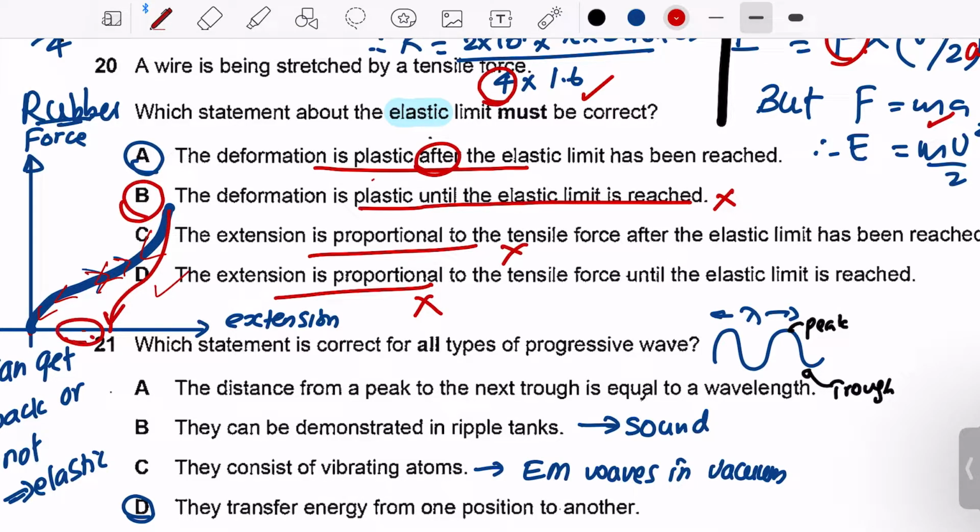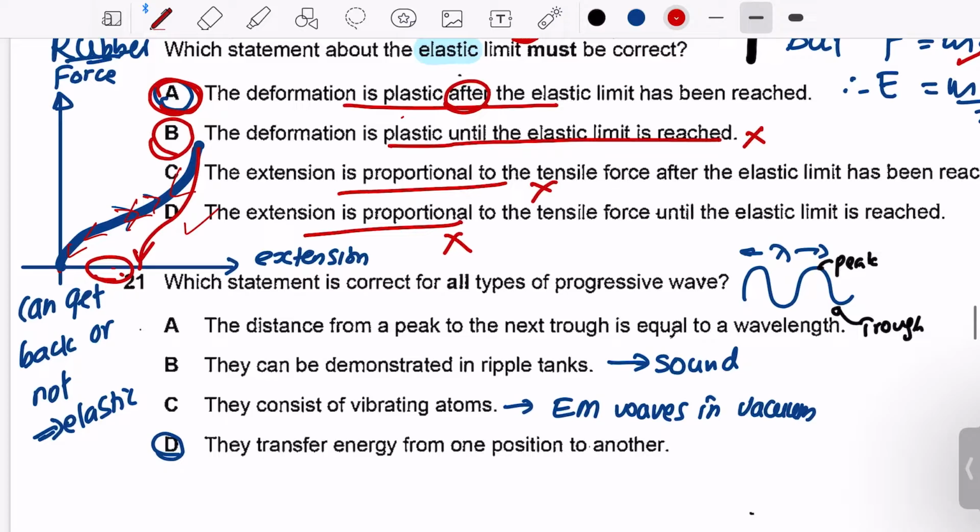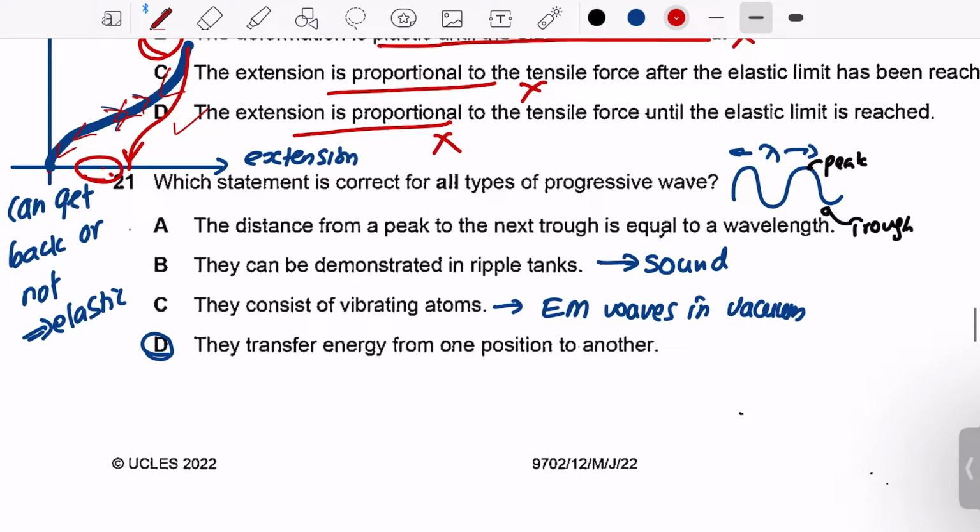See, there's an extension. So, remember one thing. Being elastic or plastic is not about the graph being a straight line. It is about whether when you release the force, it can go back to the same size. That's the idea about being elastic. Answer is A. I will erase this one.